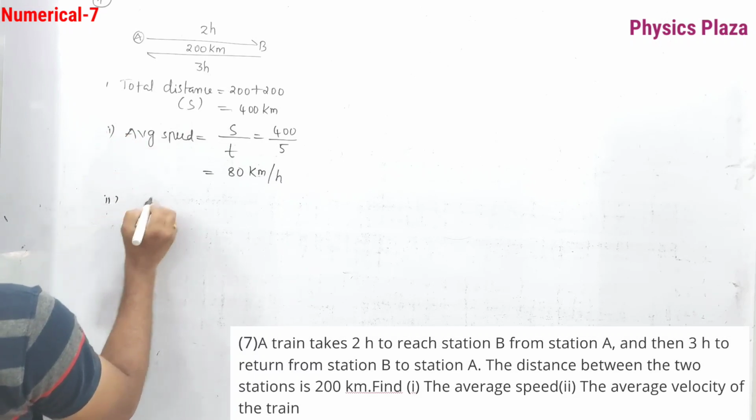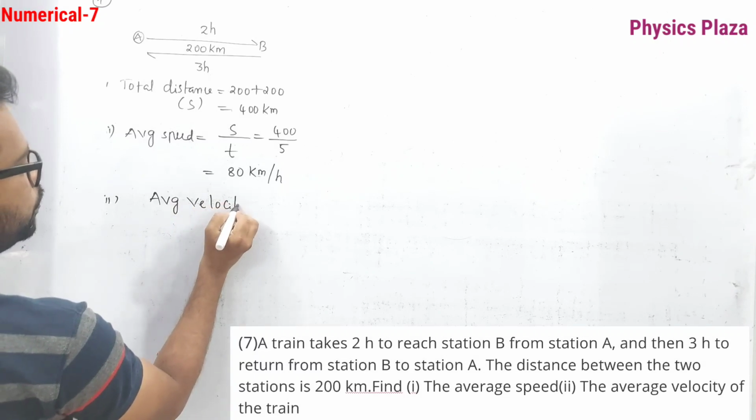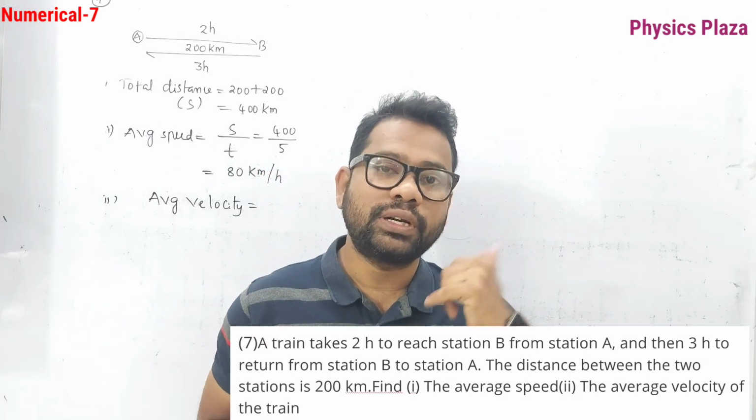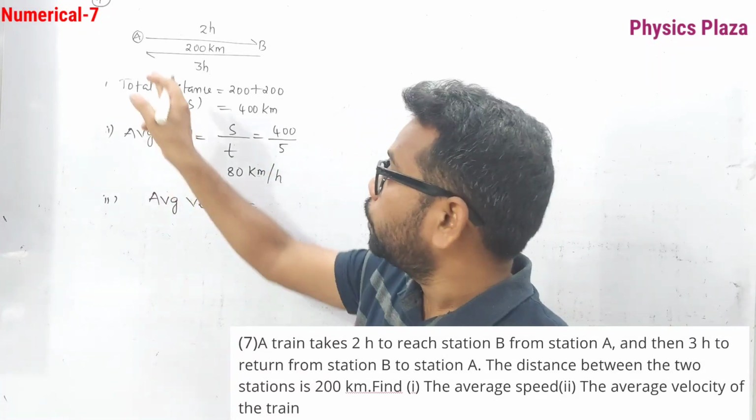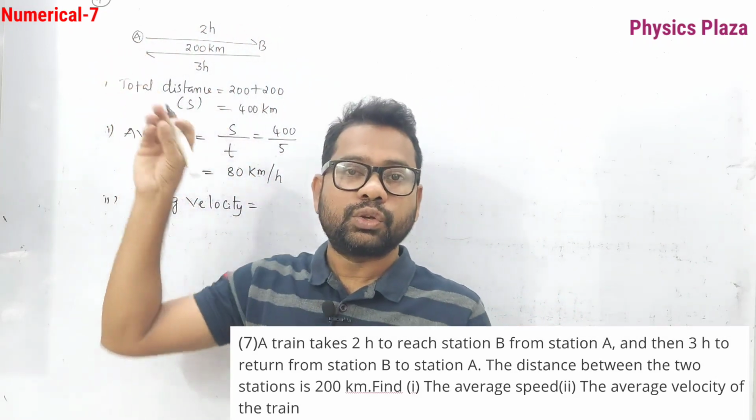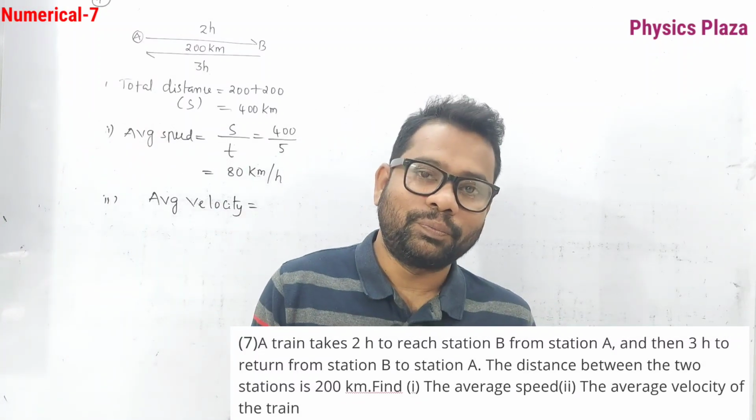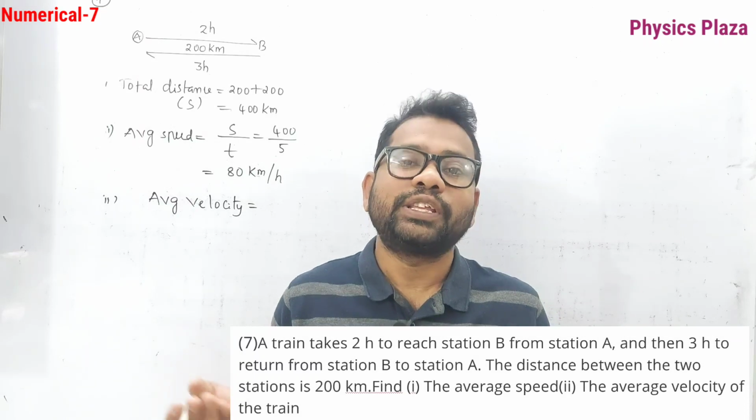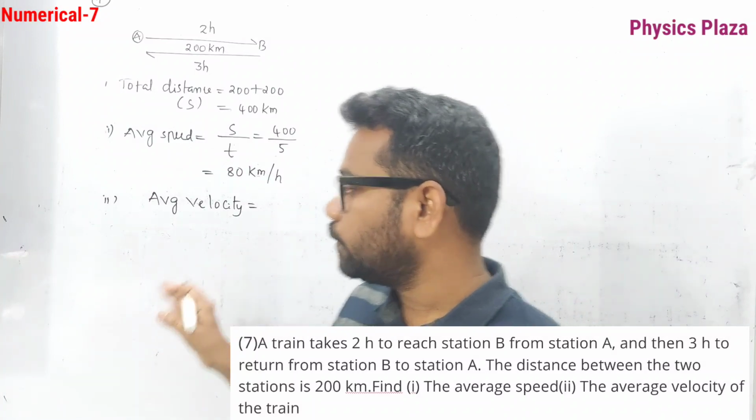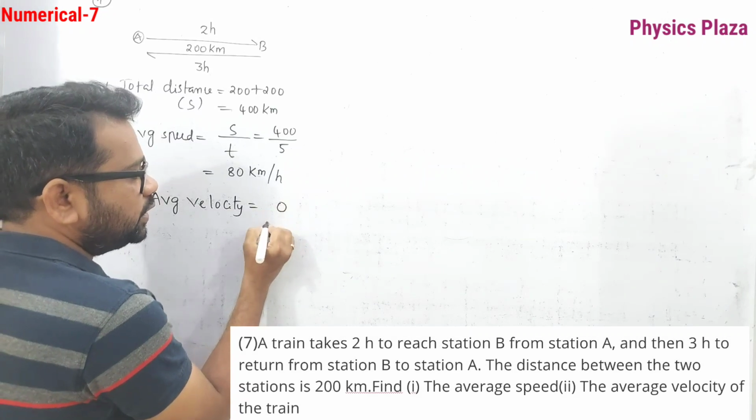Now the second one, they are asking for average velocity. If you want to calculate the average velocity, children, the formula is total displacement by total time taken. But the train is going from A to B and again coming back to point A only. So if any object comes back to its initial position, the displacement is 0. Whenever displacement is 0, there is no velocity. So average velocity is equal to 0 by total time taken, which will be 0 only.